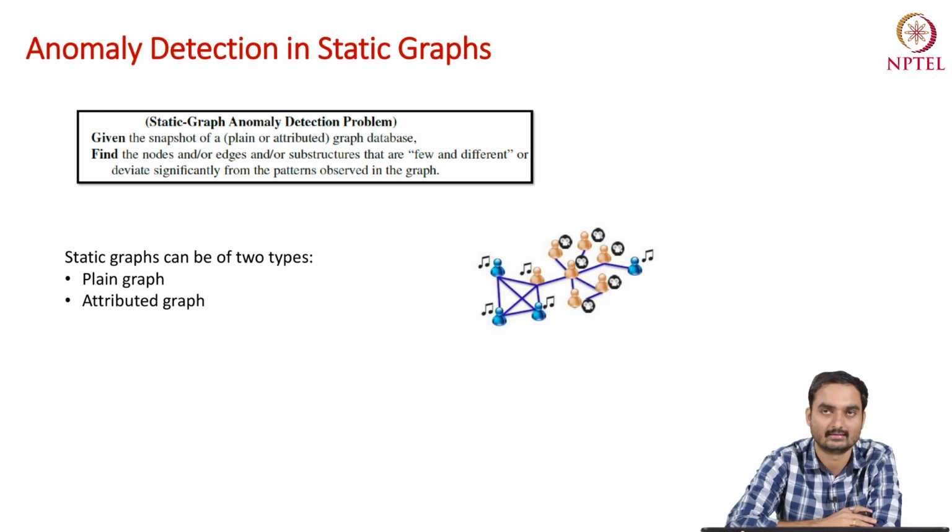So let's look at the static graph. In the static graph, what is the problem definition? We are given a snapshot of a graph, a plain graph or an attributed graph, and our task is to find nodes, edges, and substructures that are few and different, or deviate significantly from the patterns observed in the graph. This is again the broad definition, but we will try to make it concrete.